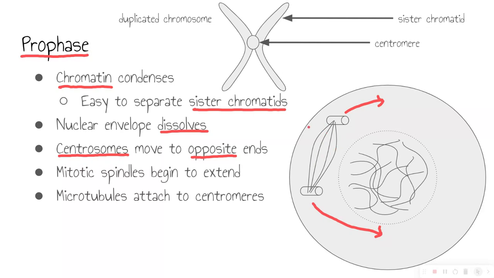And in late prophase, we're almost to the next phase, but not quite yet. So in late prophase, the microtubules here, they're going to attach to the centromeres, and that's what's holding together these two sister chromatids.